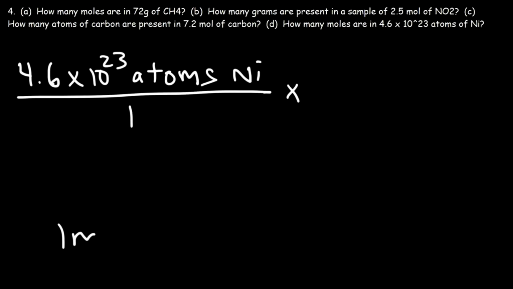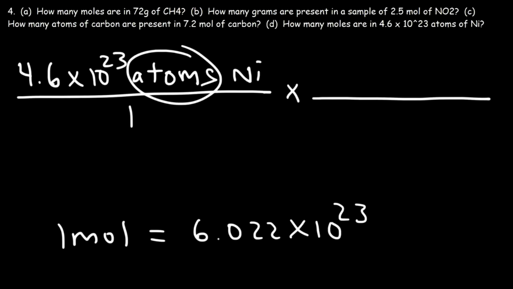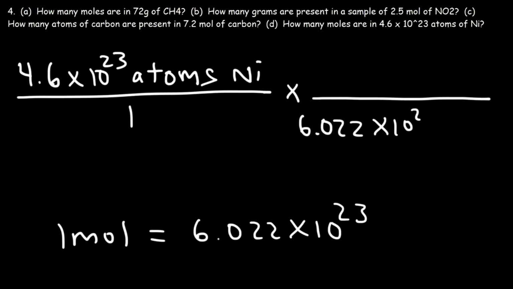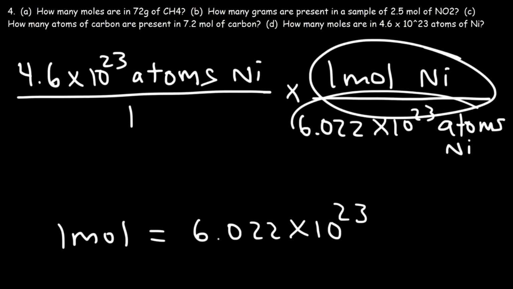So once again, we're going to use the same conversion. 1 mole is equal to 6.022 times 10 to the 23. So this time, I need the unit atoms on the bottom. So I can say that there's 6.022 times 10 to the 23 atoms of nickel for every 1 mole of nickel, because what's on the top must equal what's on the bottom in the conversion fraction.